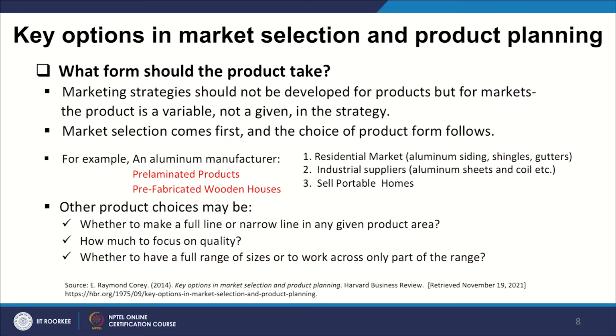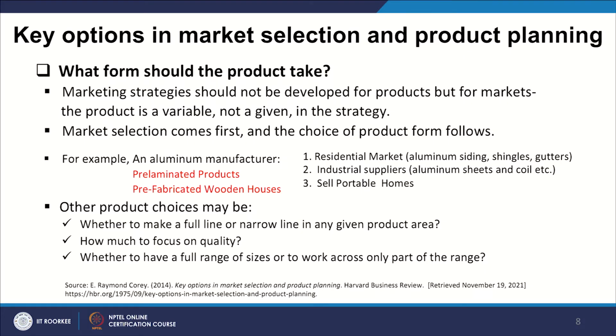And someone told me that there are a few thousand helicopters being sold every year in China, for example. India is rising in that count. We are aggressively moving towards air transport. So, let us see where it goes. So, then comes in key options in market selection and product planning. What form should the product take? Now, it is a very important and interesting thing actually. You see, marketing strategies should not be developed for products, but for markets.